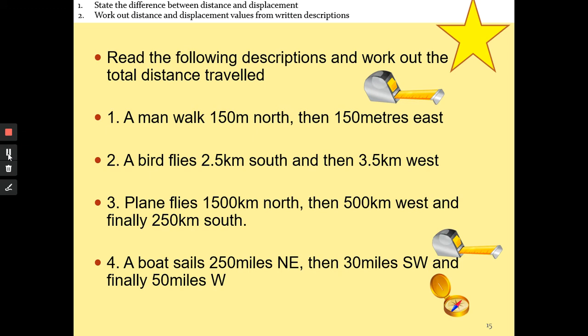Okay, time for you to do a bit of work on your own. I've got 4 different journeys there. I'd like you to work out the total distance travelled. To give yourself time to think, pause the video now.